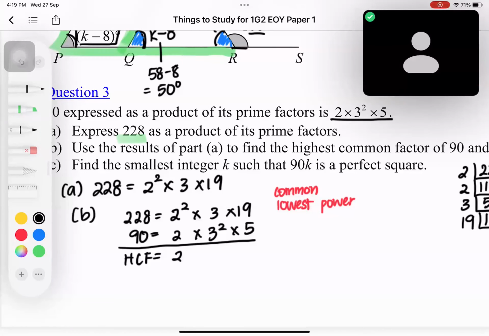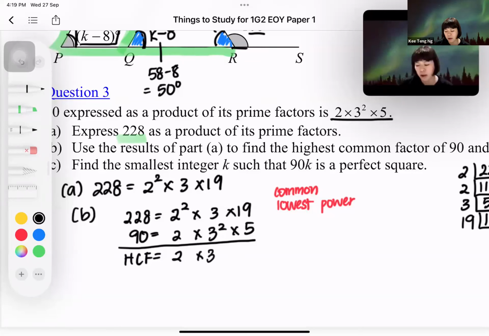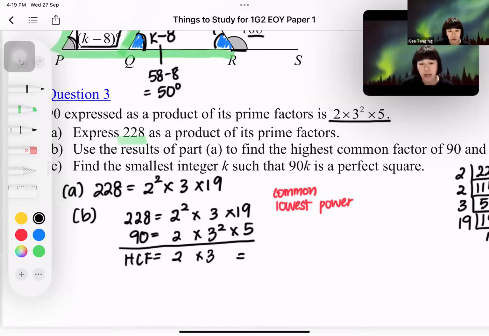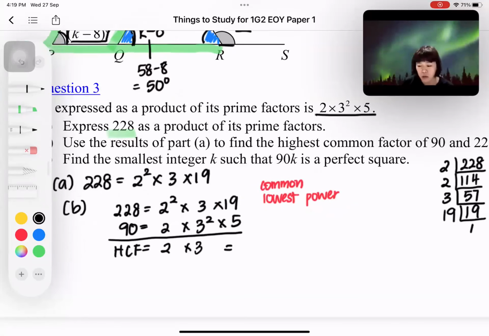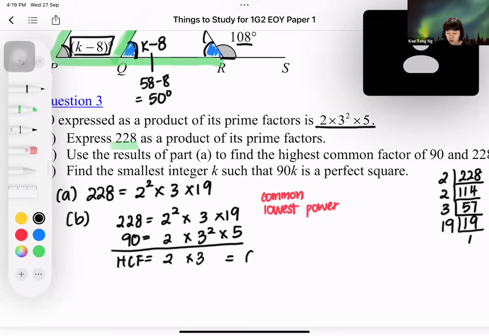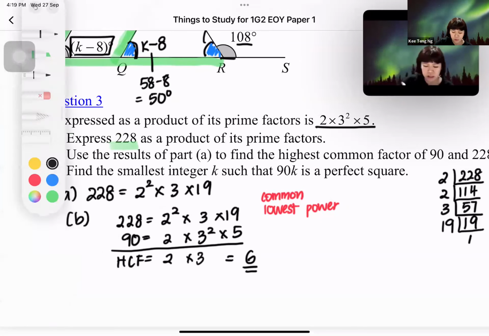3. 3. Okay, then what more? Any more? No more already, right? Yes, but this one is not the answer because they say find the integer. They never say leave your answer as a product of its prime factors. So the answer is 6.